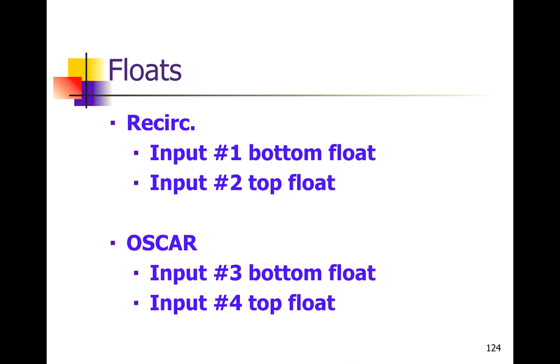And then we follow that same sequence for the Oscar. We have the bottom float number 3, which is odd, and number 4, which is an even number, top. So both floats follow the same arrangement. Odd is on the bottom, even's on the top.